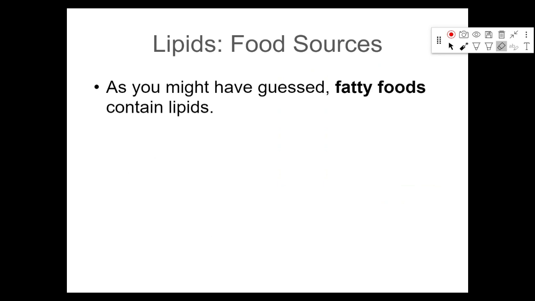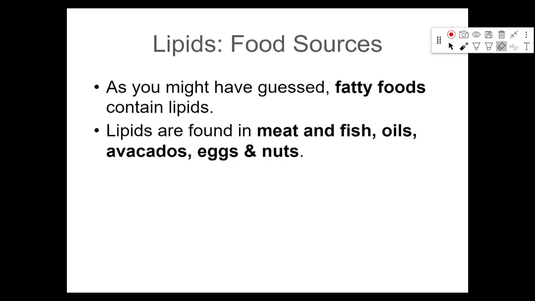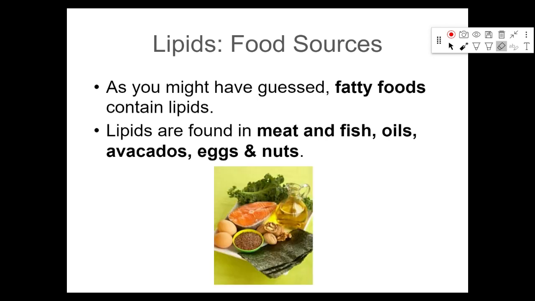And so, as you might have guessed, fatty foods contain lipids, right? The more oils and fats they have, the more lipids they have. Lipids are found in things like meat, fish, oils, avocados, eggs, nuts, right? All of these things have oils. They all have lipids. It all depends, some things have more lipids than others. Fish usually not a whole lot, right? They're more lean. But other meats do sometimes have thick layers of lipids, of fat on them. Right, and so here you kind of see examples of that.